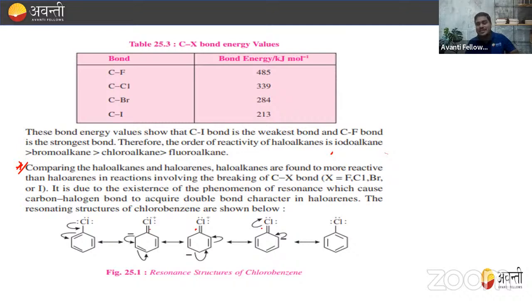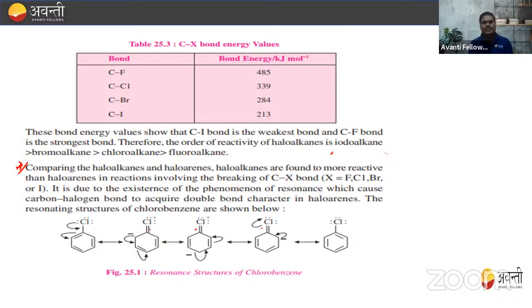And why is this? There is a reason behind it. Why are haloalkanes more reactive than haloarenes? Haloalkanes are found to be more reactive than haloarenes in reactions involving the breaking of the C-X bond. Why? Because in haloarene, due to resonance, the C-X bond acquires double bond character, which is difficult to break, and this does not happen in haloalkane. Due to this double bond character, the bond becomes strong and difficult to break.